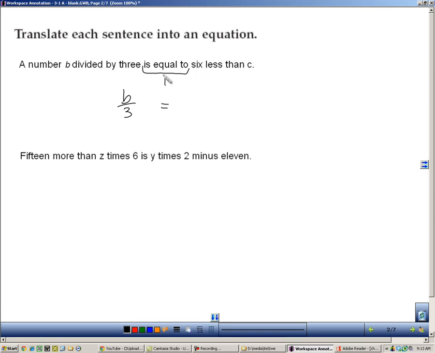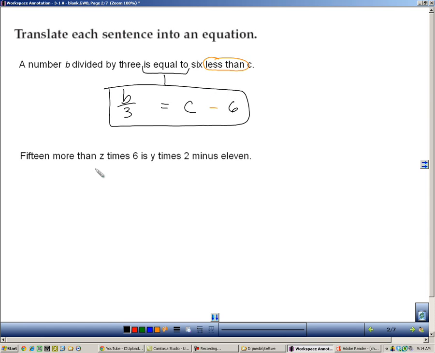And then the second half, 6 less than c. This "less than" is kind of important. A lot of people think "less than" means to just write 6 minus c. But if you think about it, if you're 6 less than, that means you're 6 smaller than c. So you're going to start with the c, and then you're going to take the 6 off of that. So 6 less than c would mean c minus 6. So this would be our equation written out in algebraic form.